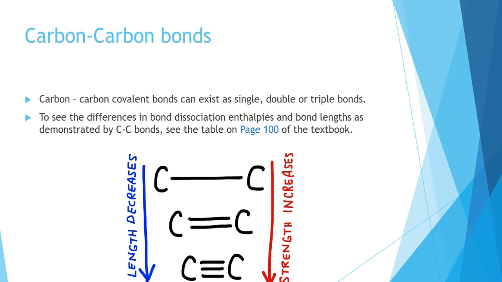So just to recap that, basically what you need to remember is that the carbon-carbon covalent bond, and this is what we're talking about most of the time, can exist as a single, double, or triple bond. So as we increase the number of bonds, they get shorter and stronger. This is particularly what we're talking about, and we can see this here in that as our length decreases, our strength increases. And you can go through this and have a look at it and refer to page 100 on your textbook, but that's pretty much what we need to know about bond enthalpies.